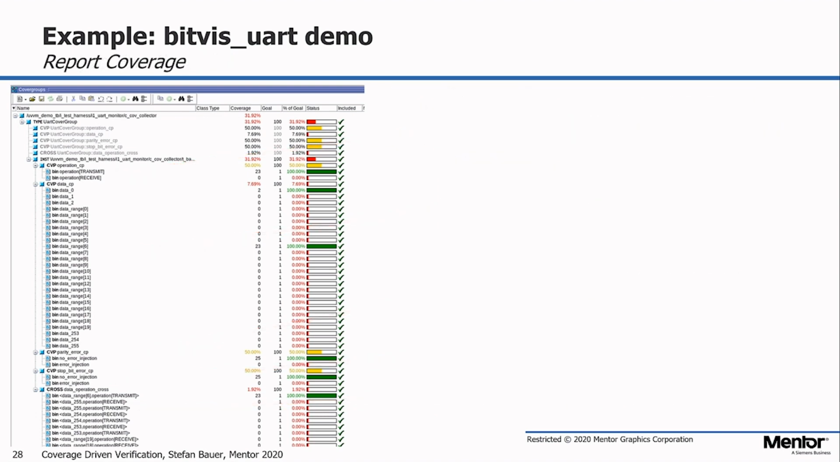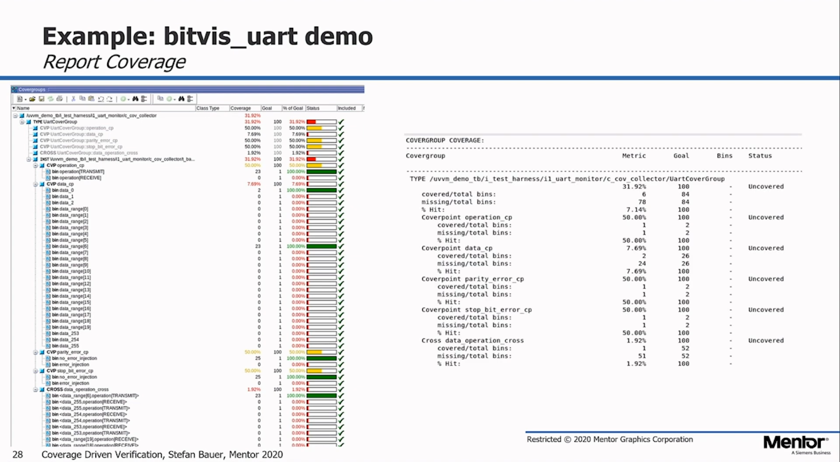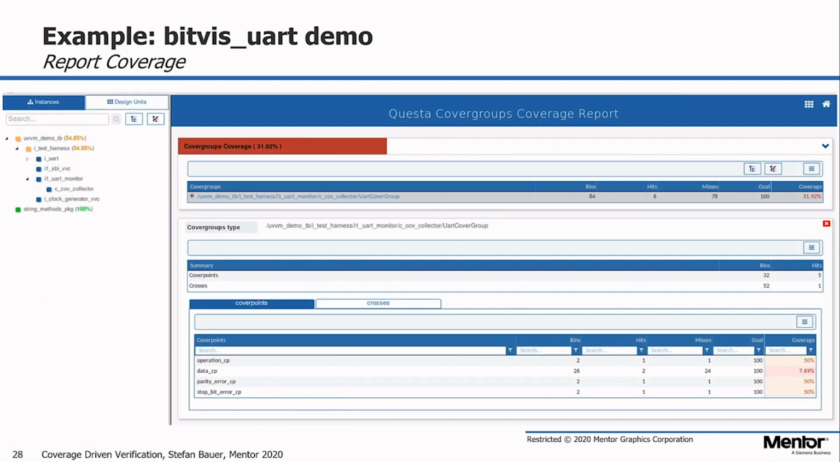Similar to the code coverage results, you can create a report for all coverage types together. Here I want to show you the text report for the cover group, which gives you a good overview of the final coverage result. But you can also create an HTML report, which gives you a nice view of the coverage results. As I said in the code coverage section, I will not go into the details of reporting. We will have another session on this topic.